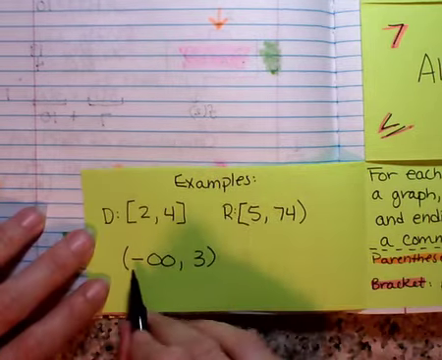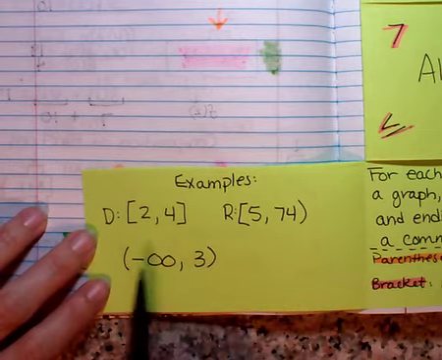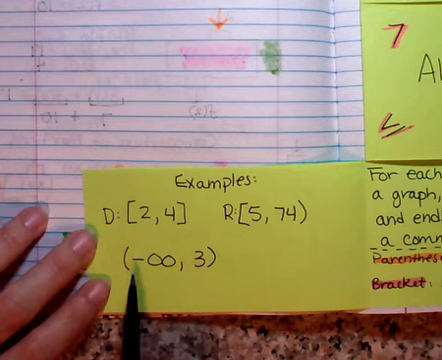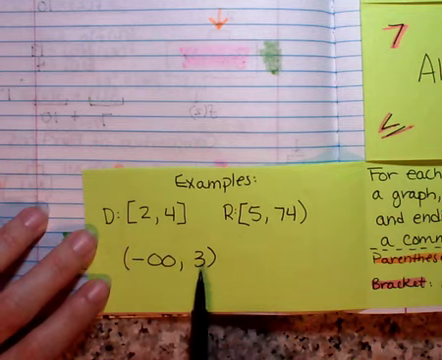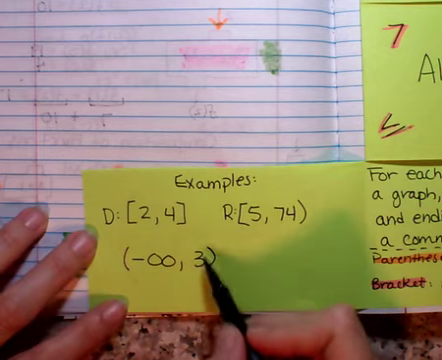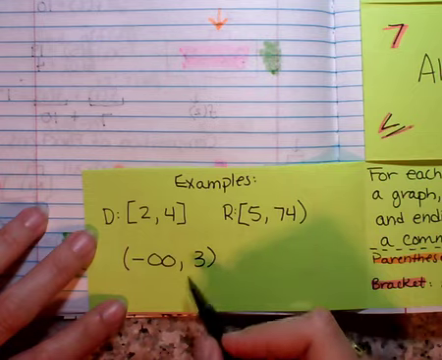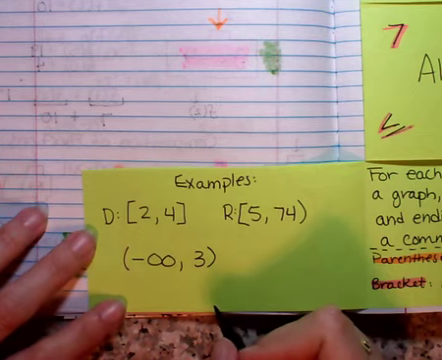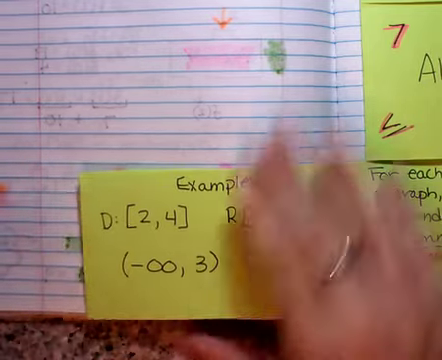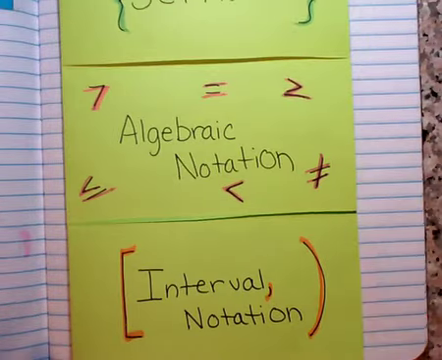And our last example is an example where we have 2 parentheses. So we start at negative infinity, and we are going all the way up to 3, but we are not including 3. We can't actually ever reach 3 because we have that open parentheses, and that's not including the number 3. So it goes all the way up to it, but not all the way reaching 3. So set notation, algebraic notation, and interval notation are the 3 different ways that we write domain and range.